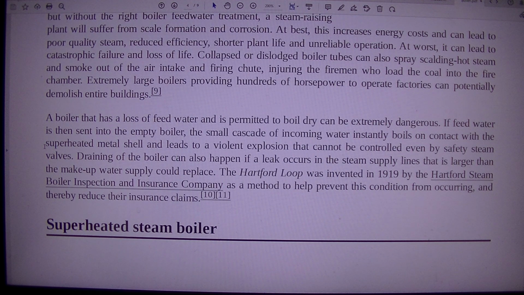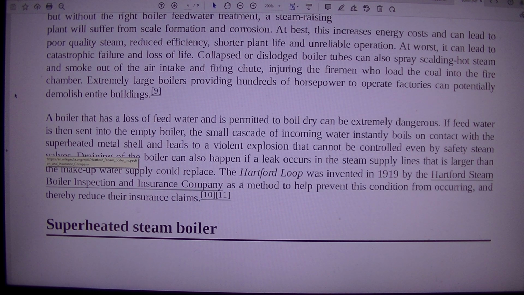9. A boiler that has a loss of feed water and is permitted to boil dry can be extremely dangerous. If feed water is then sent into the empty boiler, the small cascade of incoming water instantly boils on contact with the superheated metal shell and leads to a violent explosion that cannot be controlled even by safety steam valves. Draining of the boiler can also happen if a leak occurs in the steam supply lines that is larger than the makeup water supply could replace. The Hartford loop was invented in 1919 by the Hartford Steam Boiler Inspection and Insurance Company as a method to help prevent this condition from occurring, and thereby reduce their insurance claims.